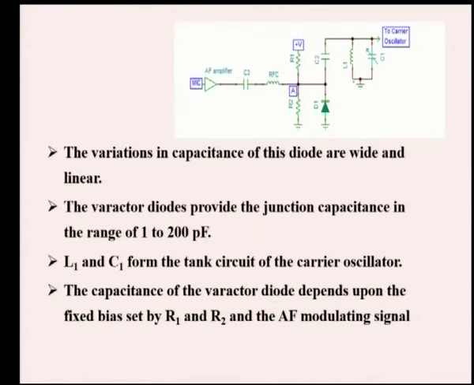L1 and C1 form the tank circuit of the carrier oscillator, that is, the inductor and the capacitor form the tank circuit. The capacitance of the varactor diode depends on the fixed bias set by R1 and R2 without any input. We are not providing any input here. So, this bias network, a voltage divider network, will determine the biasing for the varactor diode. Once we apply the message signal through a mic, this signal will get added with this bias voltage and then that is applied to the varactor diode.